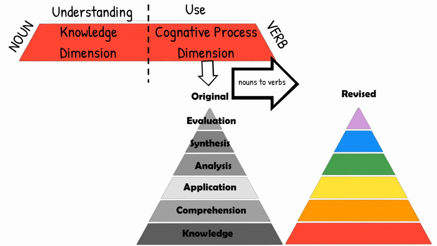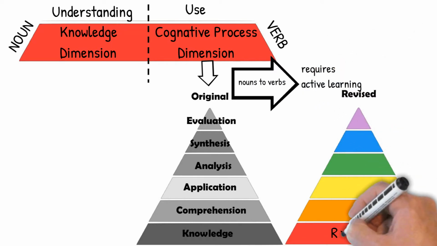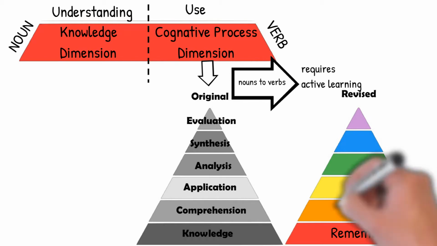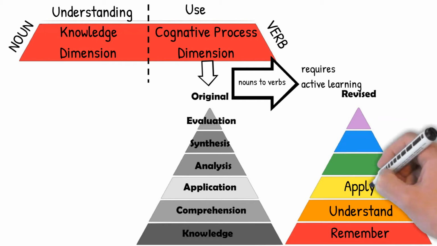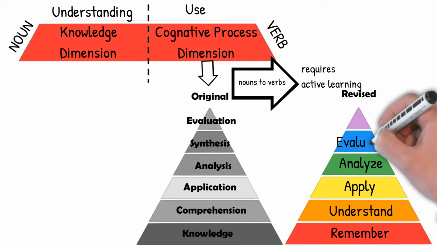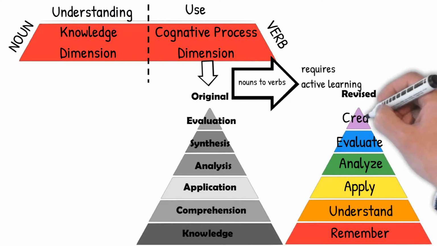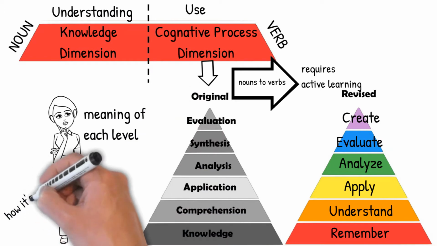Because the ability to obtain knowledge requires active learning. The knowledge level was changed to remember, comprehension became understand, application changed to apply, analysis changed to analyze, evaluation became evaluate, and synthesis became create. Now let's look at what each level means and how it's used.